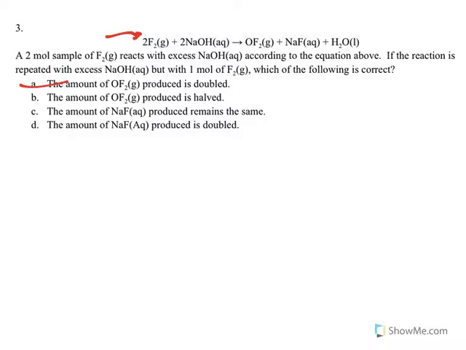B, the amount of OF2 produced is halved. Yes, if you half your limiting reactant, you will get half as much product out. So B has to be our answer. And again, C and D don't make any sense. You can't maintain the same amount of product coming out if you halved the reactants going in, and D, you certainly can't get more if you put less in.